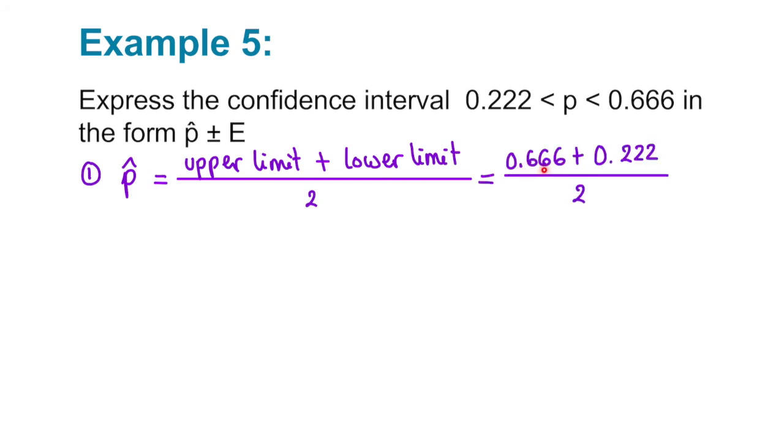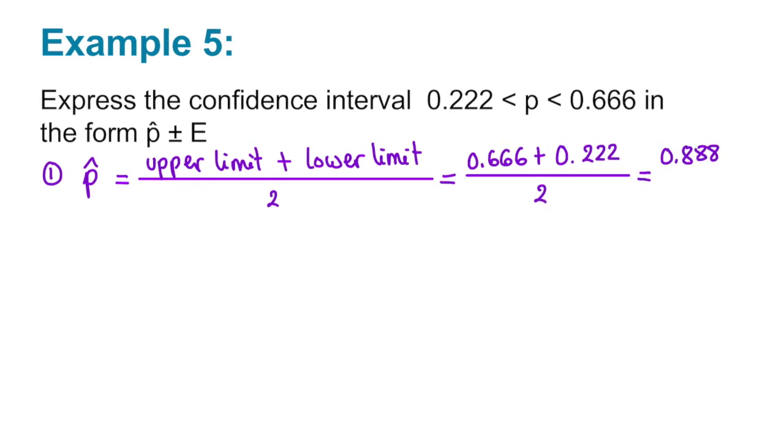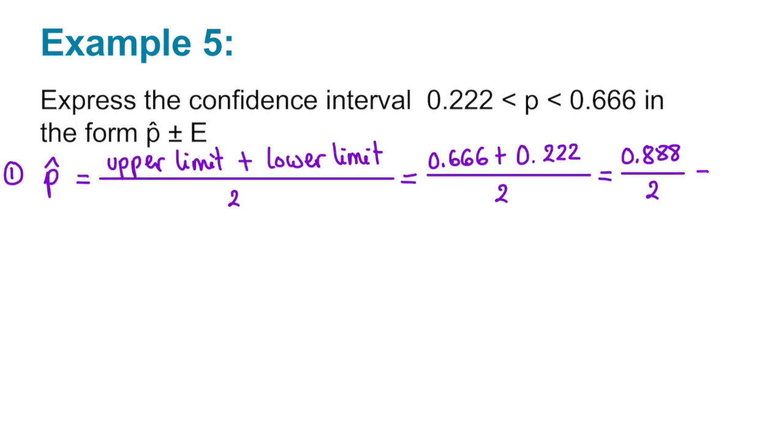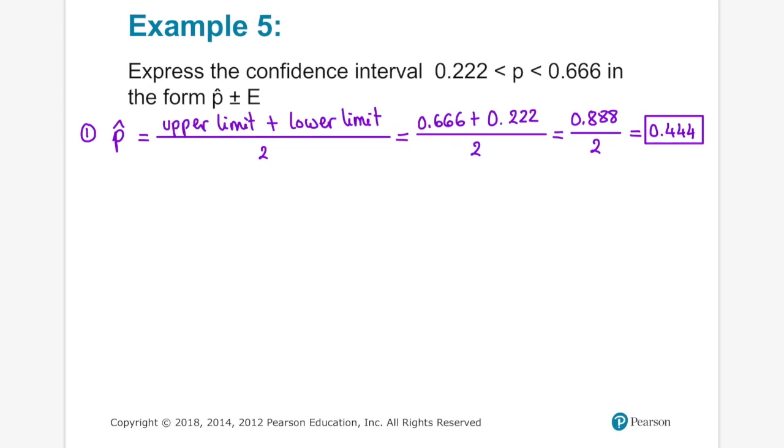My upper limit is 0.666. My lower limit is 0.222 divided by 2. And I get 0.888 divided by 2. My p hat is 0.444. Next, I'm looking for E.